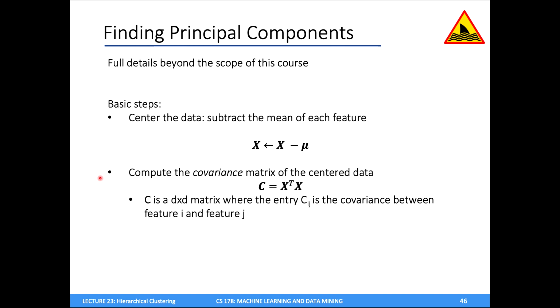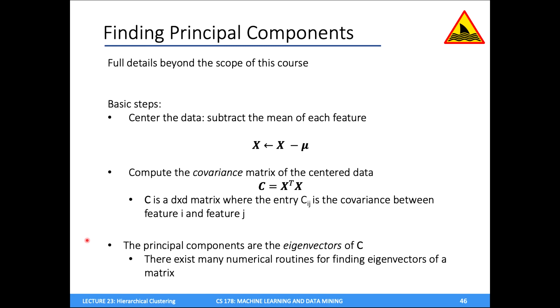The next step is to compute the so-called covariance matrix of my data, which in this case is just the matrix product of x transpose times x. So this matrix C here is a D by D matrix. It's got one row per dimension and one column per dimension. And the entry C sub ij is the covariance between the ith feature and the jth feature, where the covariance tells us how much a particular feature varies with another feature. So how similar are these two features?